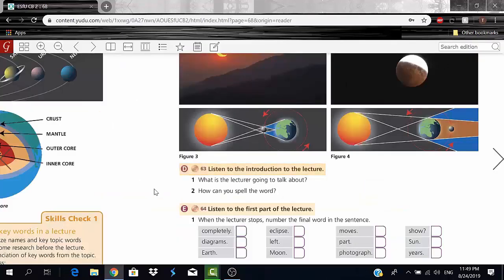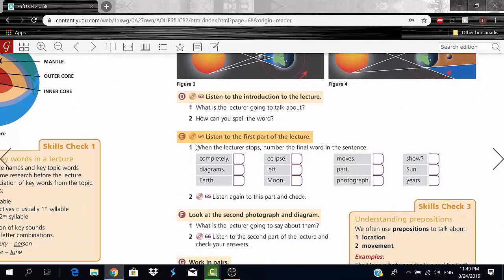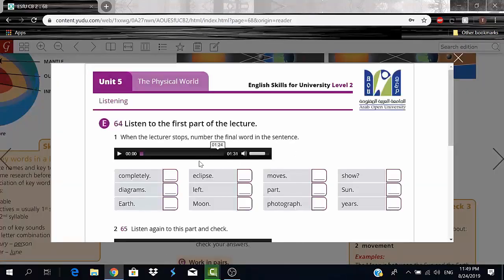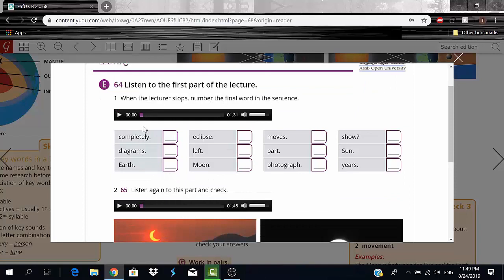Let's move on. Here we have exercise E. Listen to the first part of the lecture. Let me open this. Okay. So we're going to be hearing information, and we're going to have to number this information. It's similar to the final audio of exercise B and exercise A. We're going to be hearing information and we're going to have to finish it, but instead of saying it out loud, we can just type the numbers down. Okay? So let's have a listen.